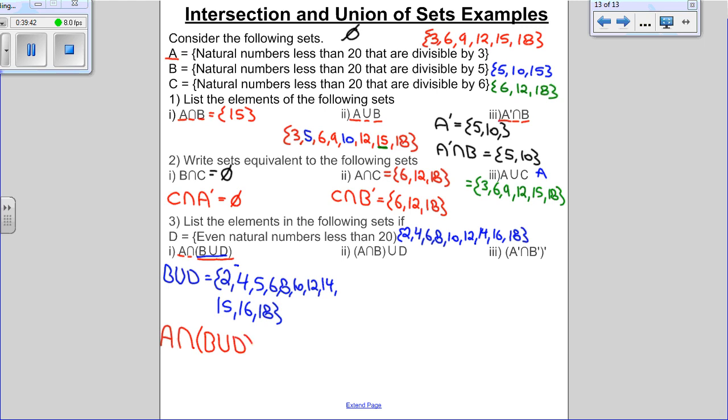6, 12, 15, 18. Those are the things that are the same. So you made the brackets first, you figured out what's in that set, and then you figured out what's in the big set intersected with that set.